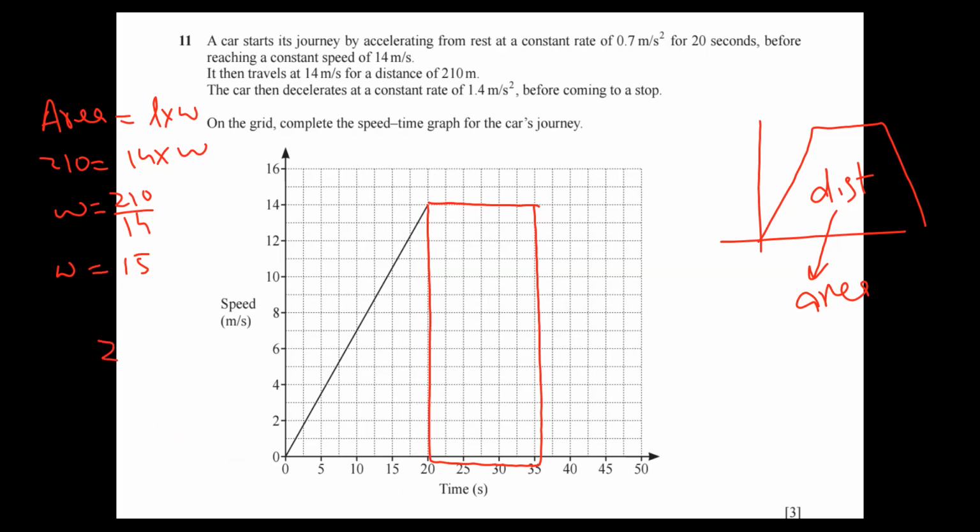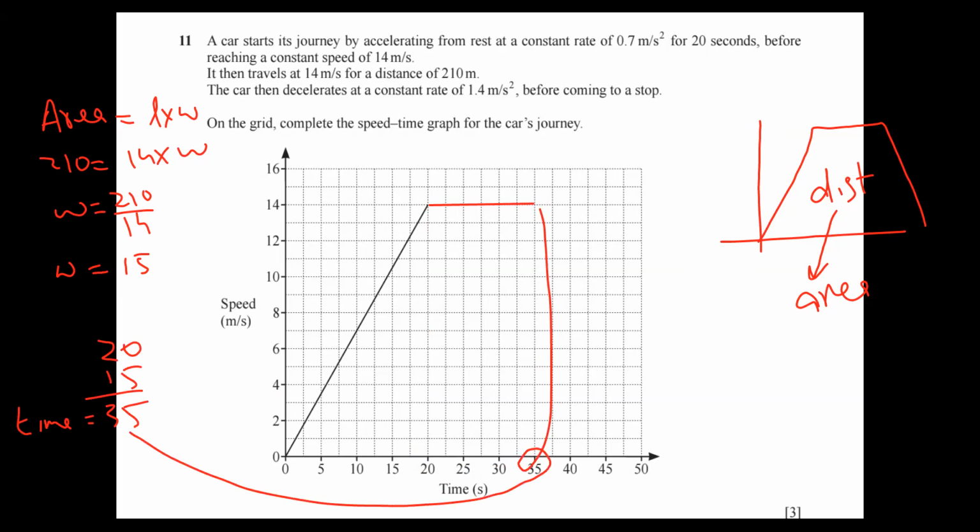So this motion time is 15, and this 20 comes from here. If I add 15, I get 35. So the diagram I made roughly is an accurate diagram. I'm going to make a line till 35. So this is done, because I got the time equal to 35. So 35 is the time until where it will move.